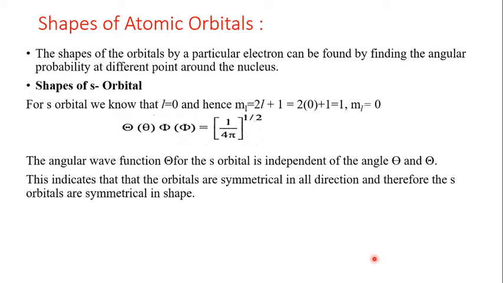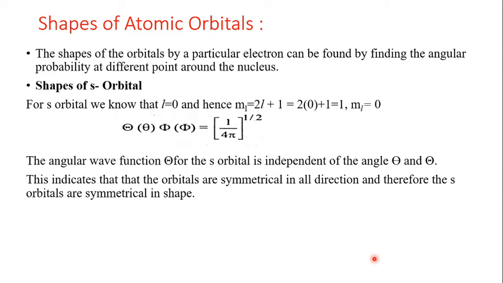The shape of the orbital of a particular electron can be found by finding the angular probability at different points around the nucleus. So first we will see the shape of the s orbital. For s orbital, we know that L is equal to 0 and hence ML is equal to 2L plus 1, which is equal to 1. That is, ML will have the value 0.